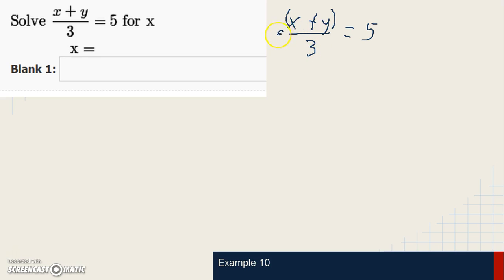I'm going to get rid of my division before my parentheses, so I'm going to multiply by 3, multiply by 3. I'm going to simplify because 3 divided by 3 is 1. And I've got x plus y here equals 5 times 3 is 15. Now I've got to eliminate this y. Since the y is positive, I know that if I add the opposite, which is a negative, that they're going to simplify to 0. I've got to make sure that I do the same thing to the other side.